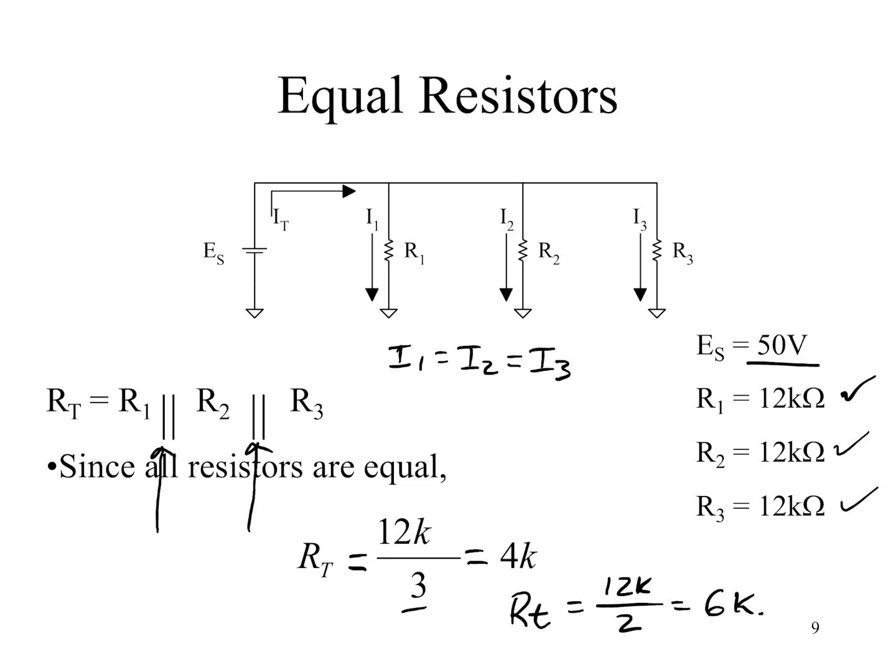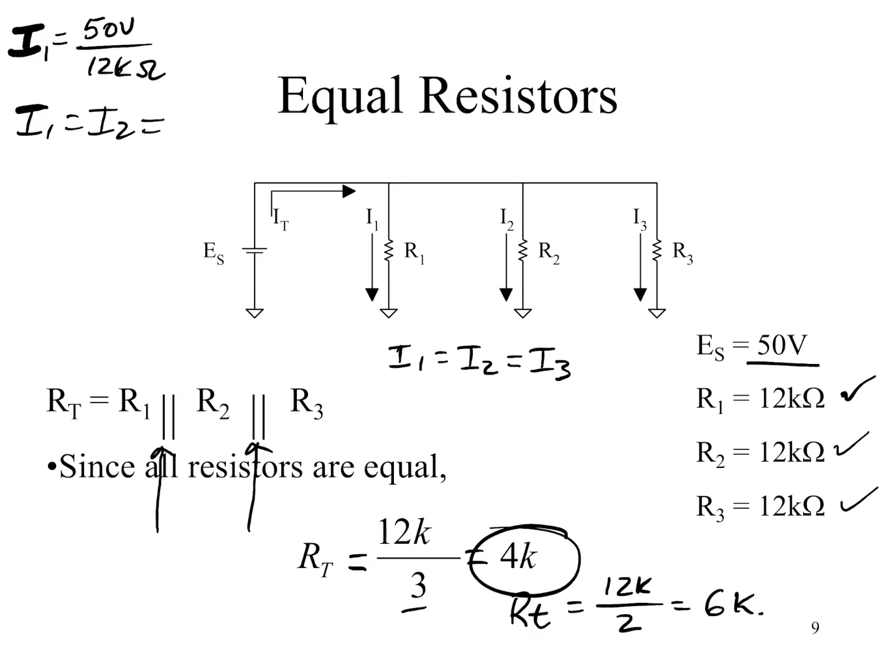So if we were to look at this, let's figure out individual currents, add them together, and then see if we can confirm that 4K. So we would start by I1 equals 50 volts divided by 12K. And then we know that I1 equals I2 equals I3.